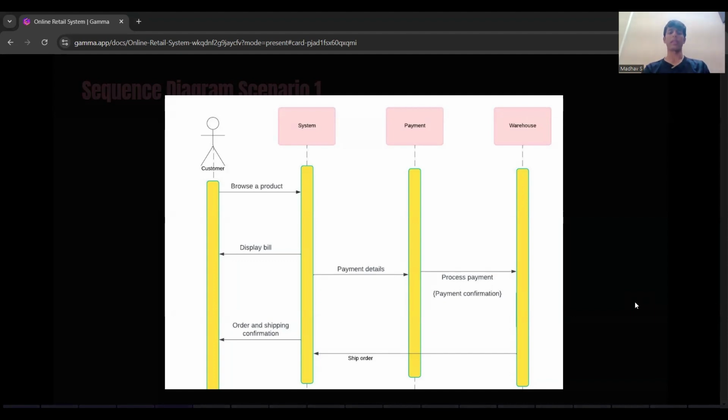the process is done. Then the system sends the order and shipping information of that product from the warehouse. Later, in the final state, the warehouse ships the product that the customer had bought directly to the customer.